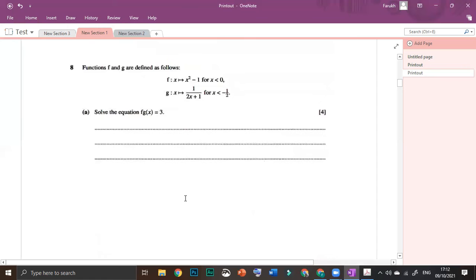Now, next question. Next question is 8, and this one is again from June 21, variant 1.3.